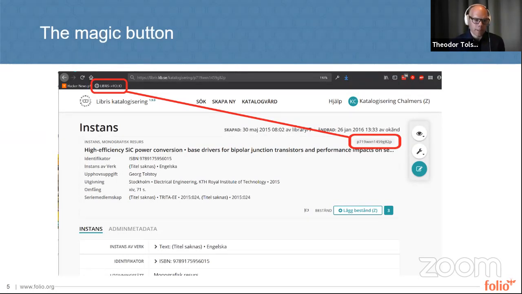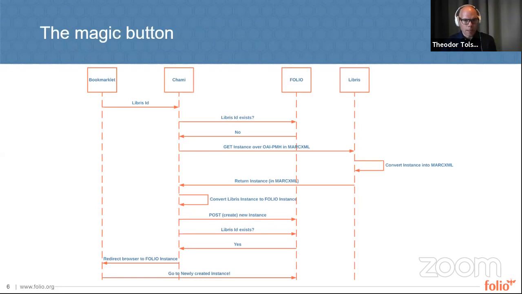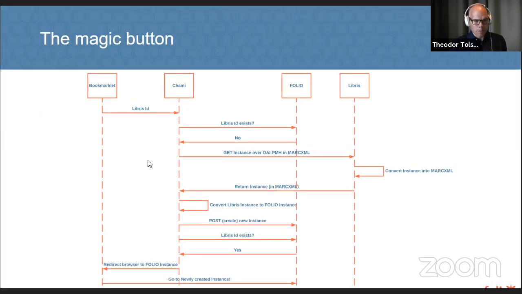That bookmarklet, oh, we can actually go to the next slide, looks for the instance ID on the Libris record. I'm going to request control so you can see my mouse. You can see my mouse now, right? Yeah. So that Libris ID, the instance ID, is then sent to this system that sits between Libris and Folio. And this system checks Folio, which basically does the same check that you did manually in the UI. So does this Libris ID exist in Folio?